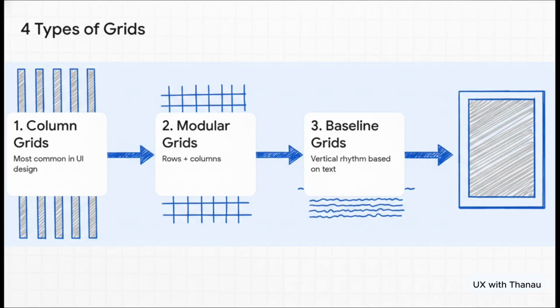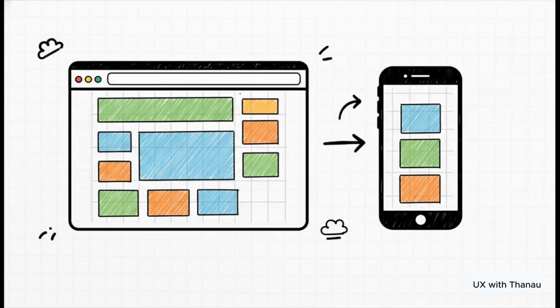Now, grid isn't just one single thing. There are a few different flavors, and each one has its own special job. We're going to look at the four you'll bump into most often in digital design: column, modular, baseline, and manuscript grids. So let's break them down one by one. First up, the column grid.